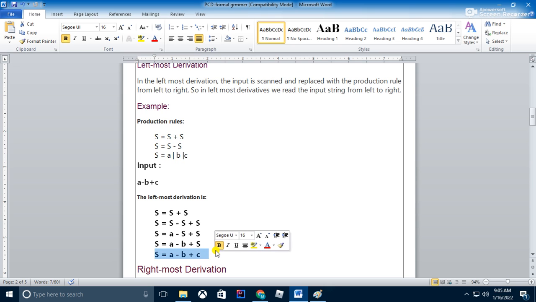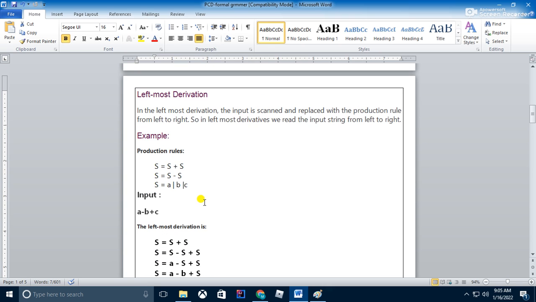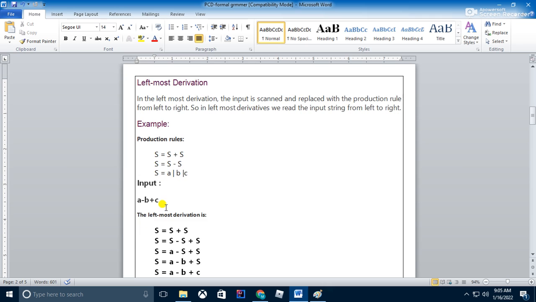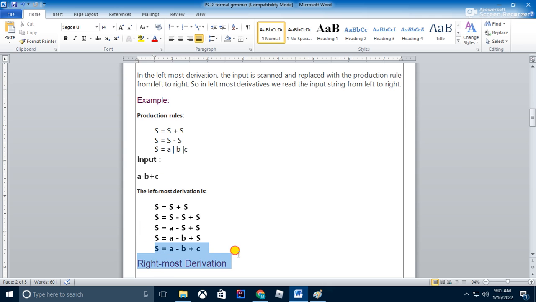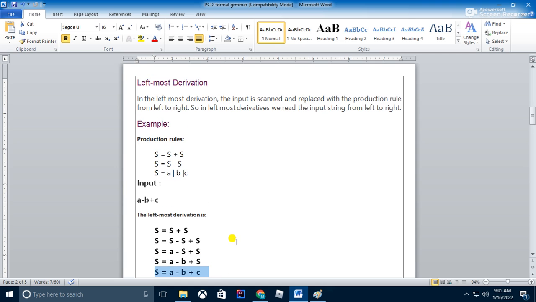In this way, we have performed the leftmost order of derivation on the given input string to find out whether the given input string is derivable from the production rule. If it is derivable, then by using the leftmost order of derivation, we replace the symbols one by one to obtain the input string S equal to a minus b plus c. When we select the left part of the expression first, that particular method is called the leftmost order of derivation.